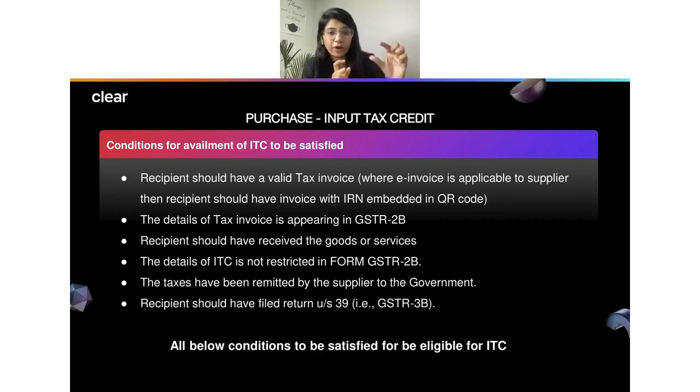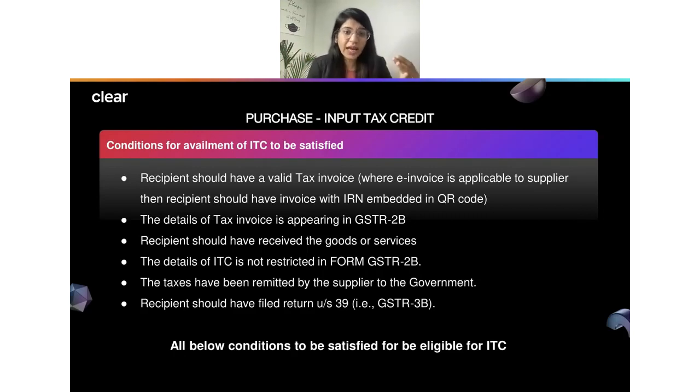The value you put in 4A5, they are trying to match that the value in 4A5 is actually equivalent to the value for a particular return period which has been mentioned in 2B, which is other than reverse charge and which is an eligible ITC as per 2B. Is that true? Right? That is what government is trying to do.